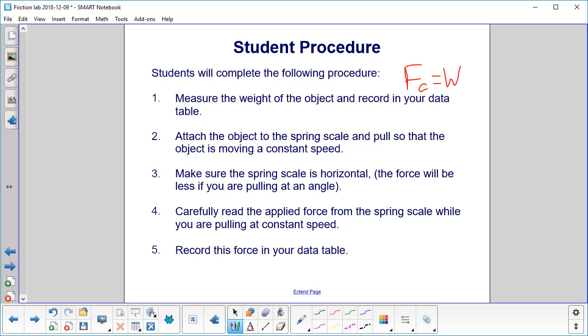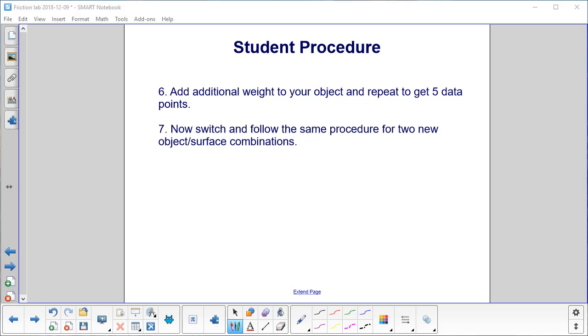Attach the object to the spring scale and pull so that the object is moving at a constant speed. Make sure that the spring scale is horizontal. The force will be less if you are pulling at an angle, so you don't want that. Some of your force will be going into the Y direction, and we're not doing that in this class. Carefully read the applied force from the spring scale while you're pulling at a constant speed. Record the force in your data table. Add additional weight to your object and repeat to get 5 data points. Now switch and follow the same procedure for 2 new object surface combinations.